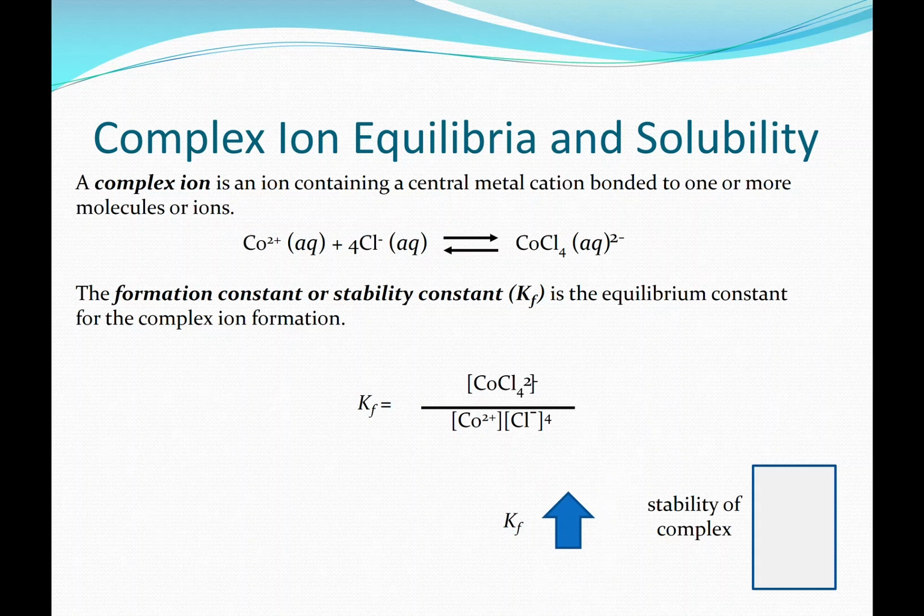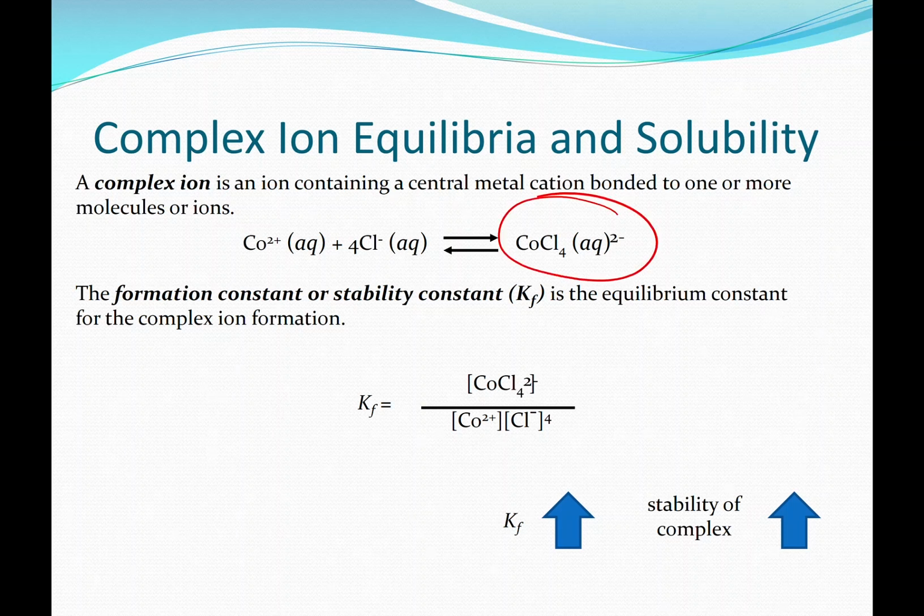And as you can probably guess, as the formation constant goes up, if we're comparing different constants, the larger the formation constant is, the more stable that complex is, right? Because if I have a large Kf, that means I'm going to have mostly products in solution, or more products in solution if I'm comparing two things.